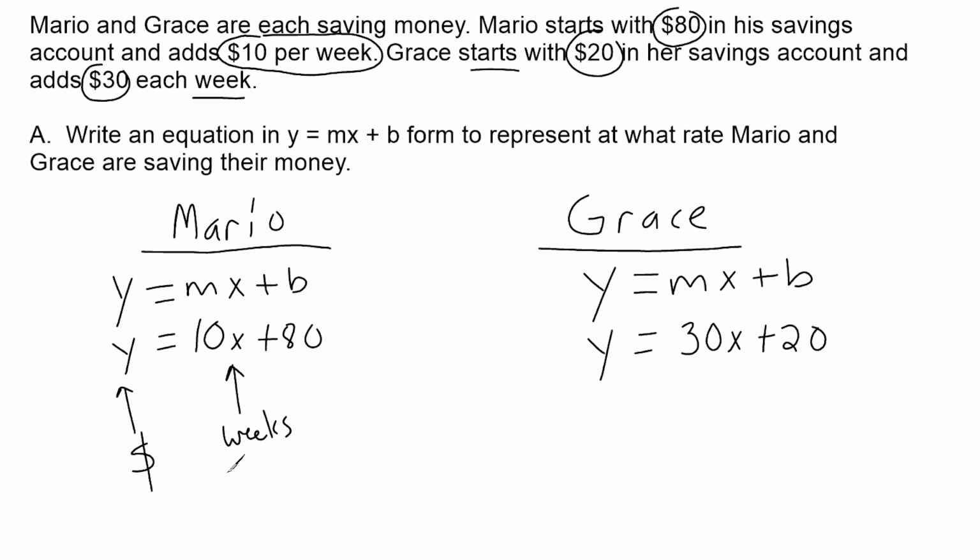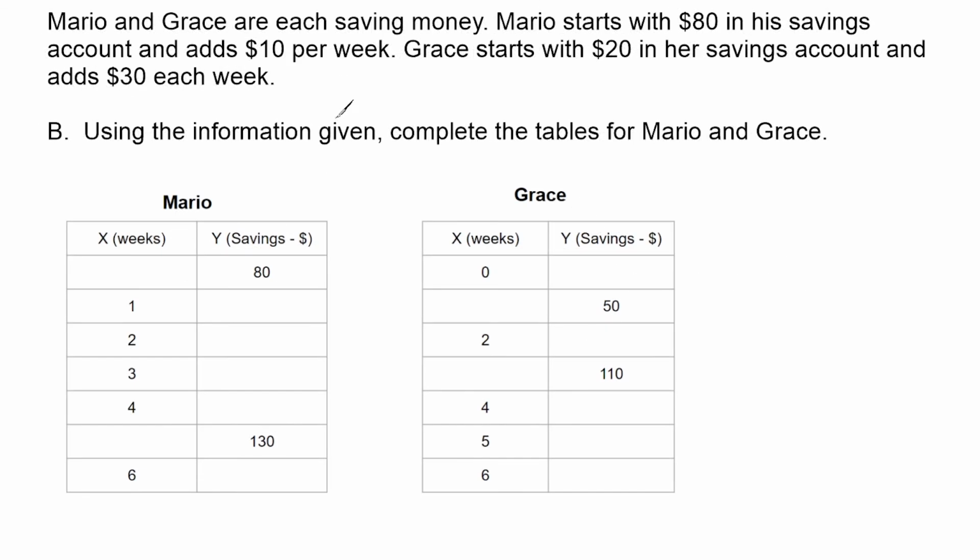All right, let's go on to part B. Now up here, this is just the same information as before. We just have to look at part B here. And it says, using the information given, complete the tables for Mario and Grace. Now remember, Mario started with $80 before he even started saving more money.